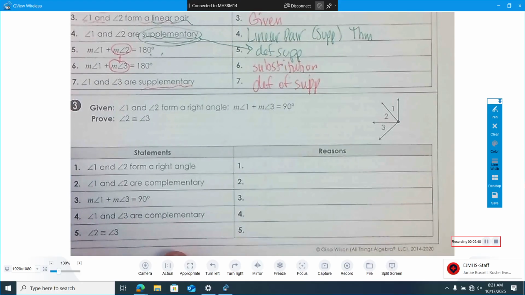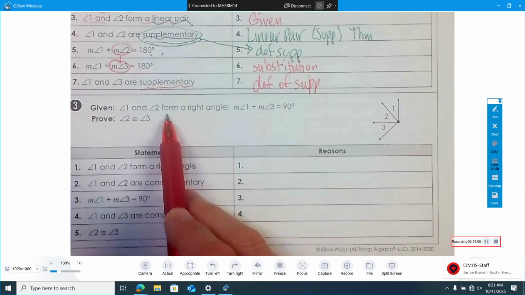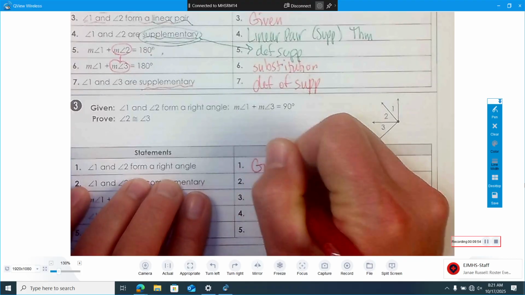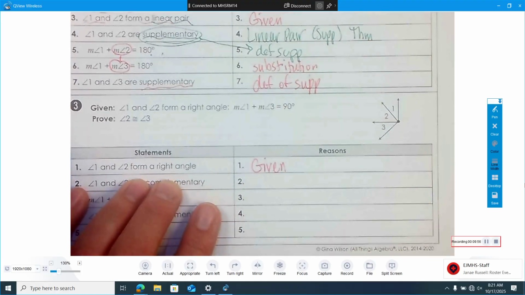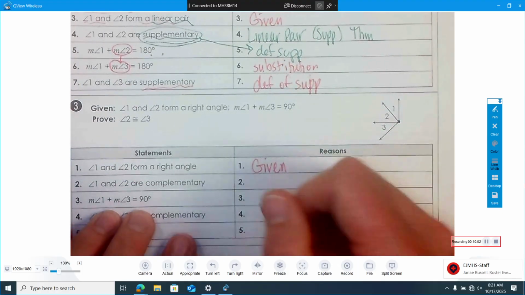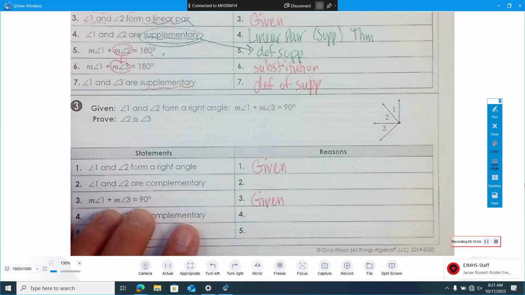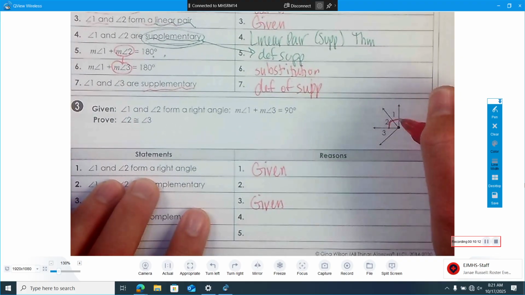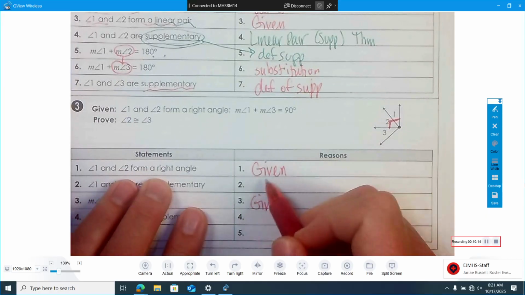Number 3 here. Angle 1 and angle 2 form a right angle. That is the first thing here, so that is given. Do I have another given I need to write somewhere? Step 3 also is a given. It's a good place to start, ladies and gentlemen. Just fill in the givens, yeah? Okay. I do want to mark my picture. Angle 1 and angle 2 form a right angle.